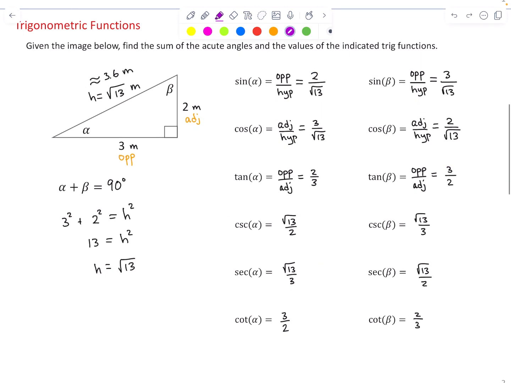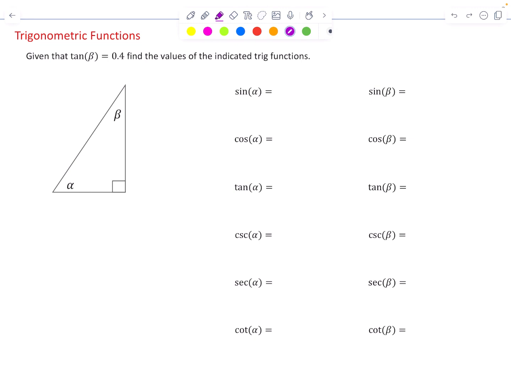Okay, moving on. Here's another situation where alpha and beta are acute complementary angles. Given that tangent of beta is equal to 0.4, find the values of the indicated trig functions. This time, no lengths are given on this right triangle. However, we know that the tangent of beta is equal to 0.4. I'm going to focus on this entry right here. So we know the tangent of beta is 0.4.